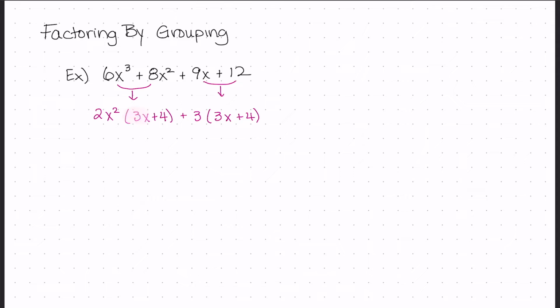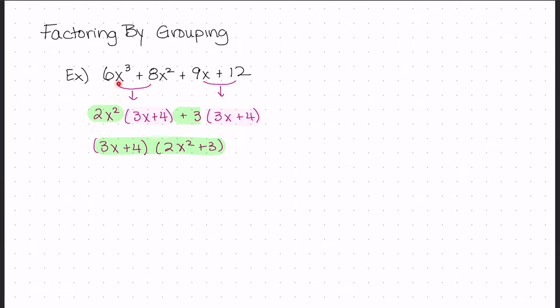Notice that these match. There is a 3x plus 4 in both of these. And that is now a common factor that we can factor out. So I factor it out, and then I look at what's left, and that gives me my other factor, 2x squared plus 3. And that is factoring by grouping.